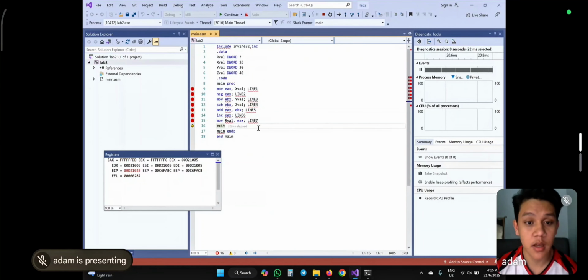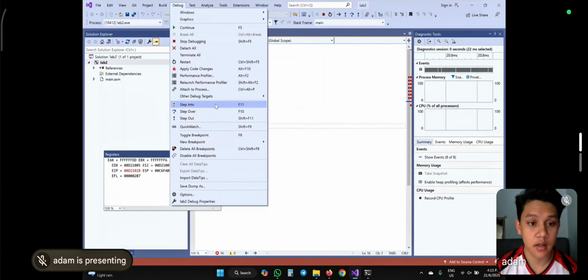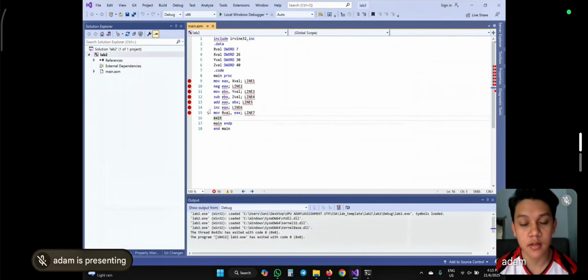Okay, so for the last line, line 7, we are moving the value of EAX into Arval. So now Arval here will contain negative 35D. So that's the value of Arval. Execute. Done. So that's all for question 2. We will proceed to question 4.